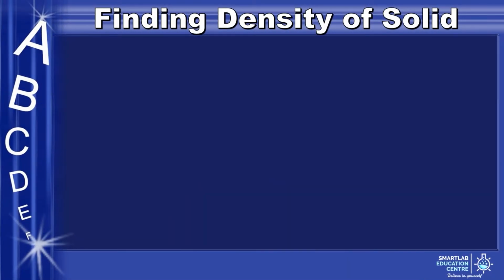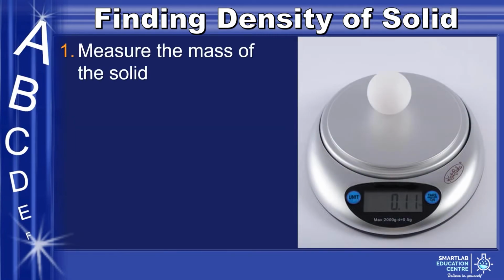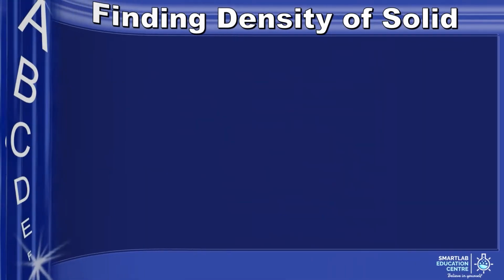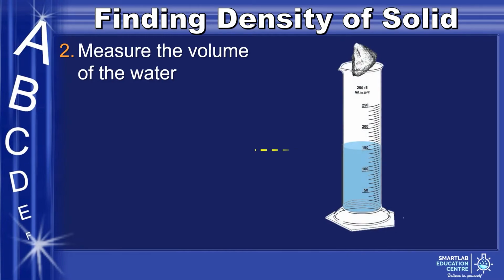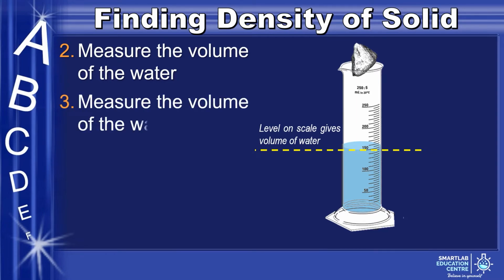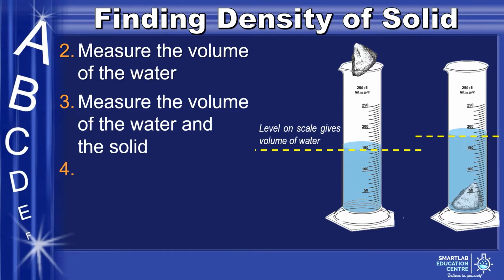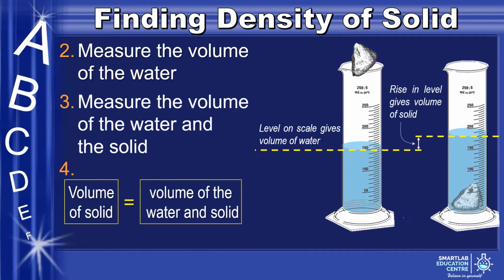Next, we learn how to find the density of solid, using 5 steps as following. Step 1. Measure the mass of the solid. Step 2. Measure the volume of the water. Step 3. Measure the volume of the water and the solid. Step 4. Calculate the volume of the solid by subtracting the volume of water from the volume of both the water and the solid.